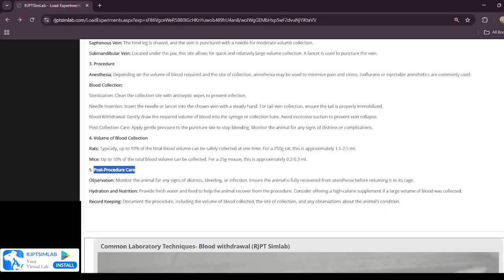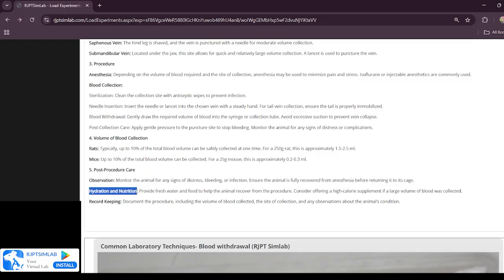In this, the first is the observation. Monitor the animal for any signs of distress, bleeding, or infection. Ensure that the animal has fully recovered from the anesthesia effect before we return it to its cage.